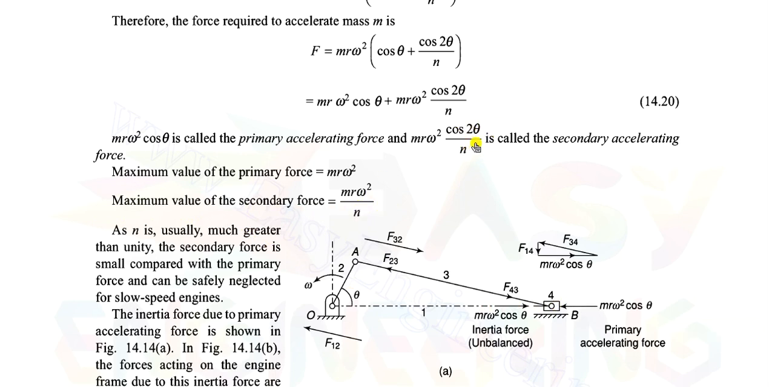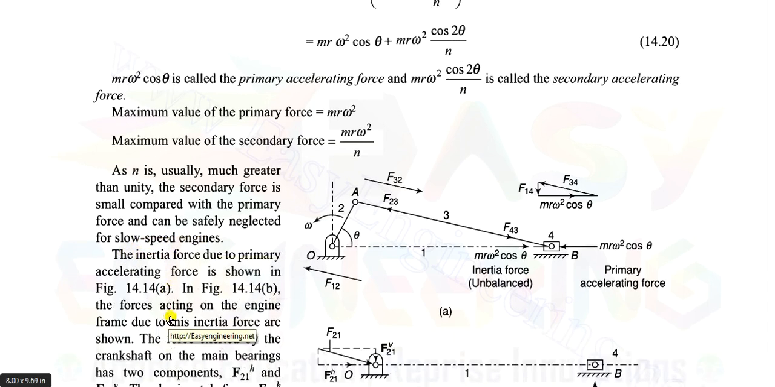Now cos 2 theta becomes 1 divided by n, but n is usually much greater than unity. The secondary force is small compared with the primary force, this we have already seen, and can be safely neglected for the slow speed engine. So this secondary unbalancing force we can ignore if the speed of the engine is slow.